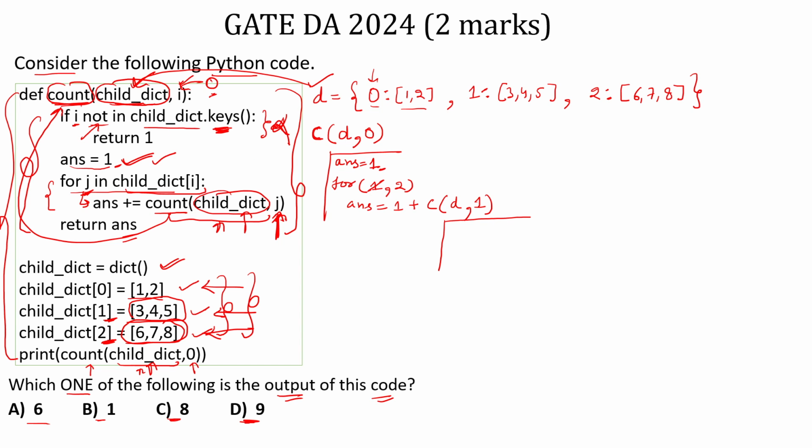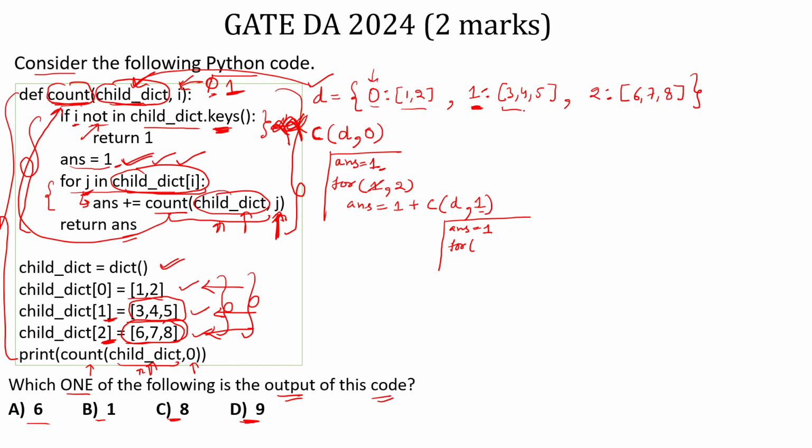The i value is now 1. We pass 1 here. Is i not part of the dictionary keys? No, 1 is part of the keys of this dictionary. So this if condition again fails. We come over here and set the answer value to 1. Then we go inside a loop over here, and this loop will execute for all the values present at this particular key.